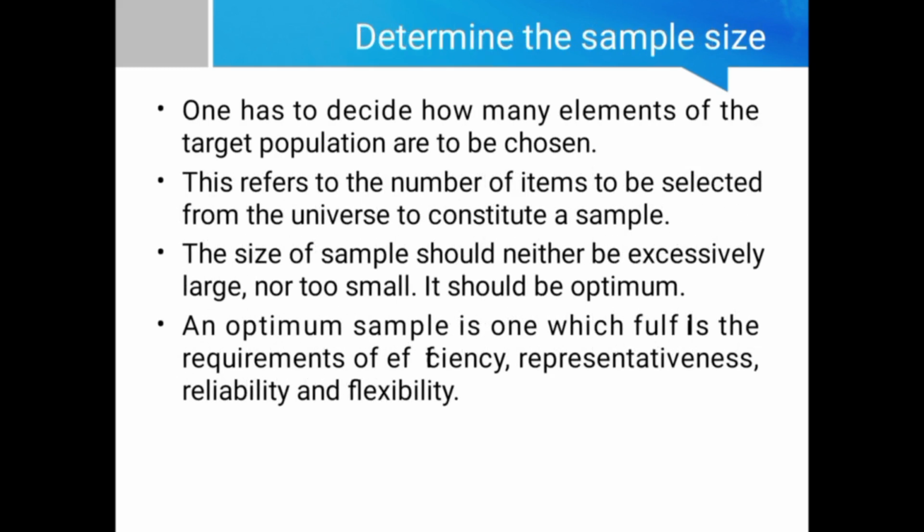Determine the sample size. One has to decide how many elements of a target population are to be chosen. This refers to the number of items to be selected from the universe to constitute a sample. The size of the sample should neither be excessively large nor too small. It should be optimum. An optimum sample is one which fulfills the requirements of efficiency, representativeness, reliability, and flexibility.